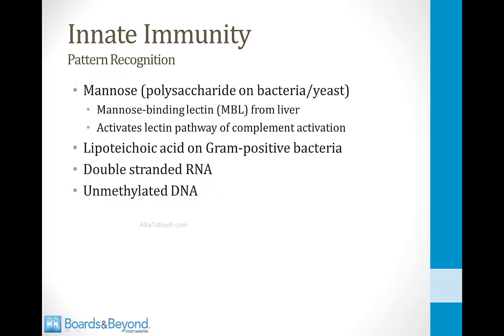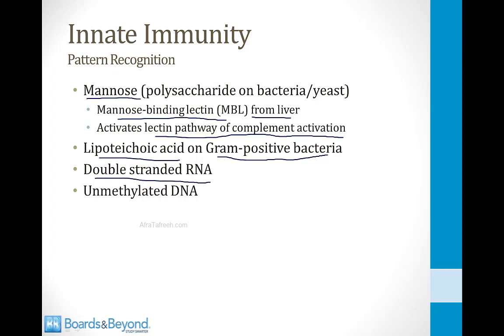Other patterns that are recognized by the innate immune system include mannose. Mannose is a polysaccharide found on bacteria and yeast. And there is a protein in the body called mannose binding lectin that comes from the liver. Once it binds to mannose, this can activate the lectin pathway of the complement system, which we'll talk about in another module. Another pattern recognized by the innate immune system is lipoteichoic acid. These are found on gram-positive bacteria.